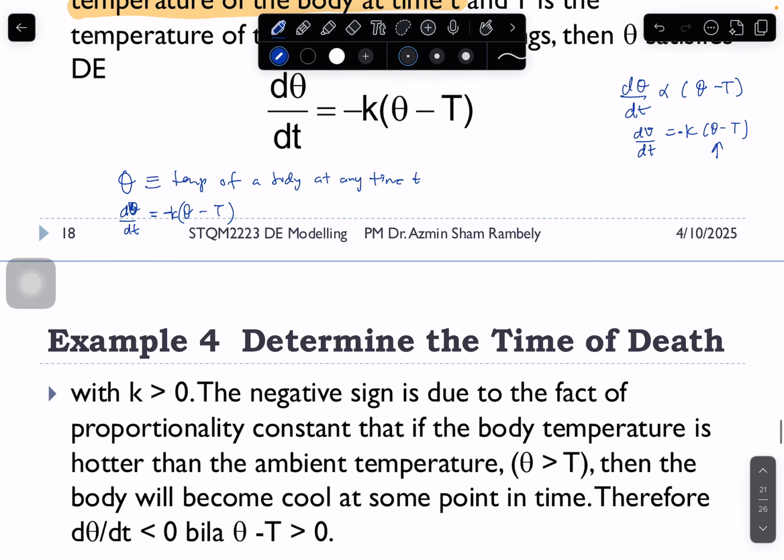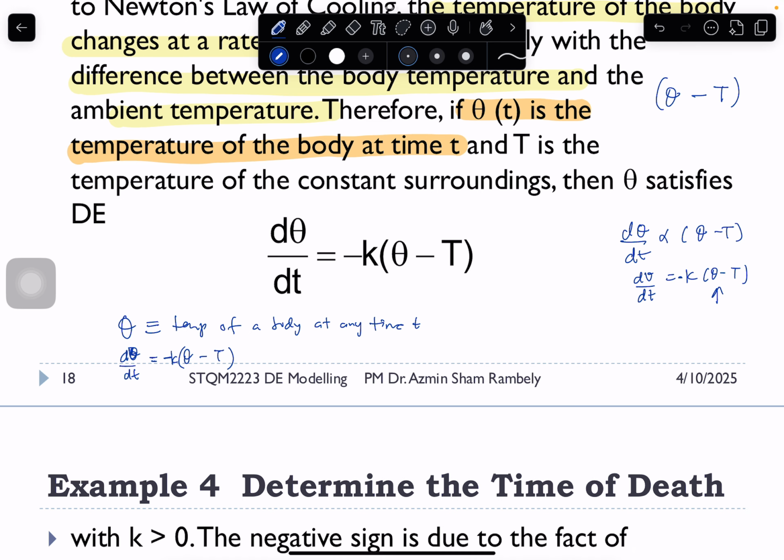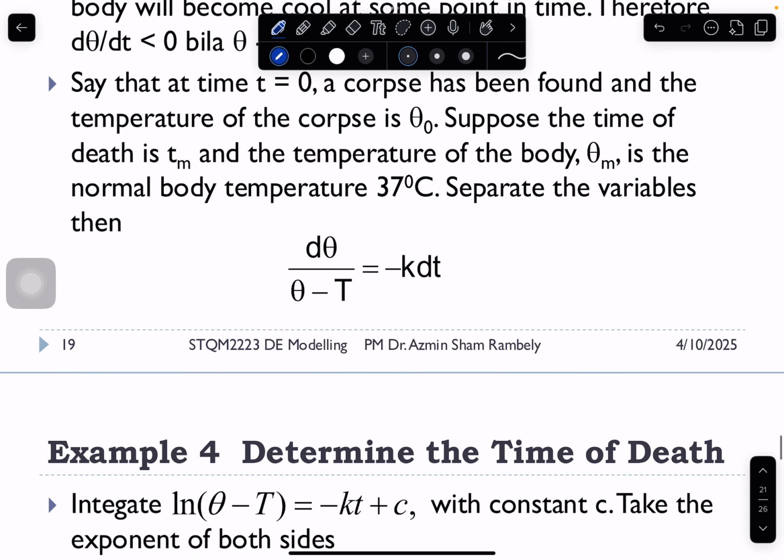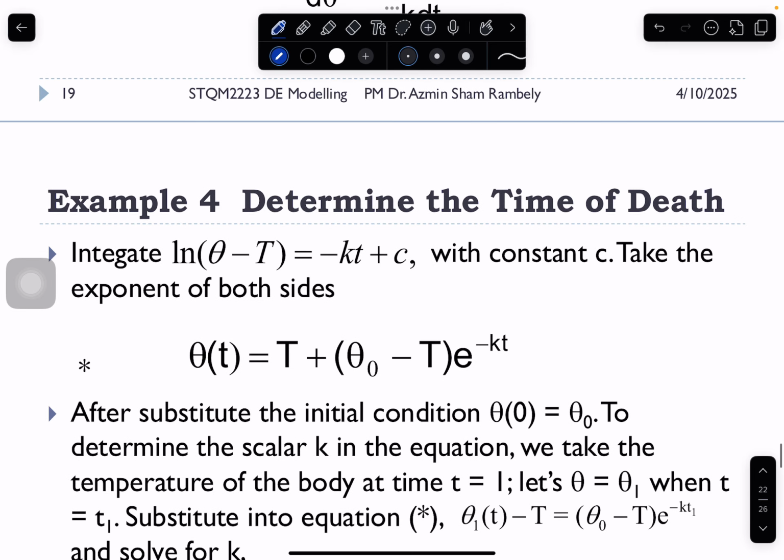So here it involves theta, and here we have theta, and big T is constant, so we can separate this. d theta over theta minus T is equal to minus k dt, and you can integrate this. Okay, so you should be able to solve this.